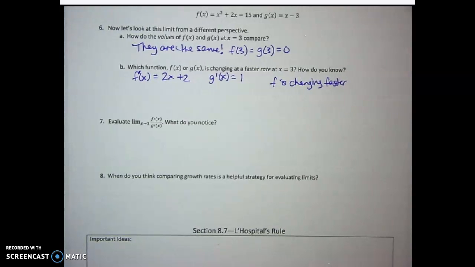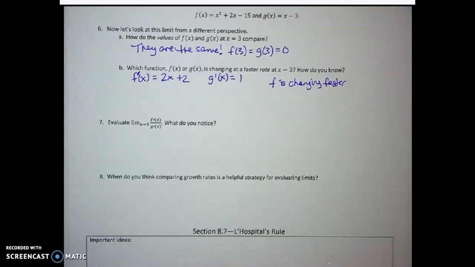What that means is that when we're comparing our y values, if we end up with an indeterminate form and we can't determine what is happening with that function at that value, then we can compare the growth rates of the functions.